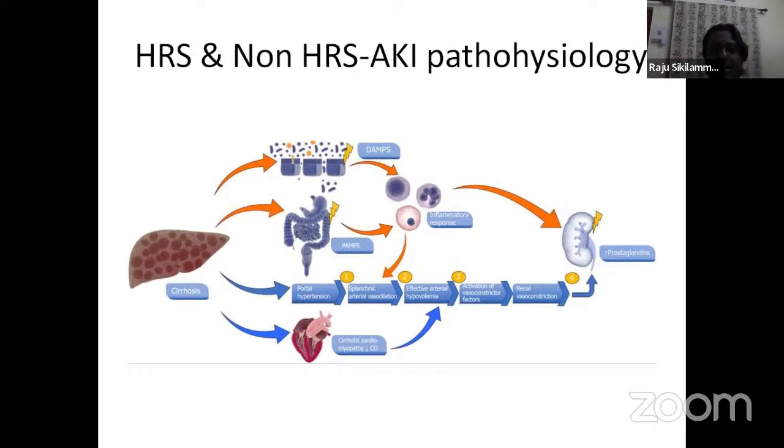Apart from that, any infection causes activation of pathogen associated molecular patterns and damage associated molecular patterns, which cause an inflammatory response that then leads to kidney injury. Any patient with a background of cardiac issues will have decreased cardiac output, which causes effective hypovolemia, then triggers renal vasoconstriction, which leads to renal ischemia and hypoxia, then AKI.